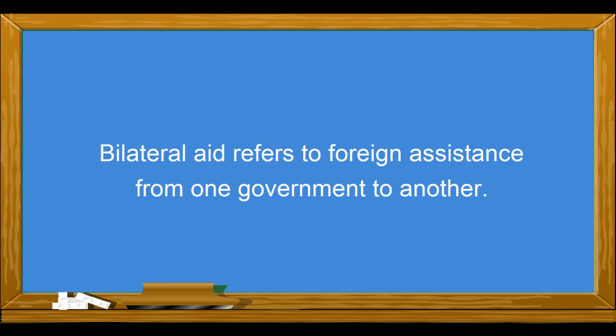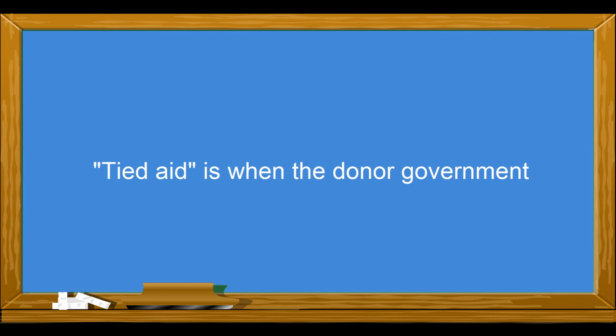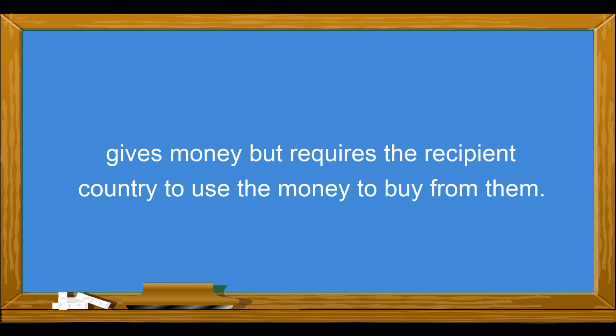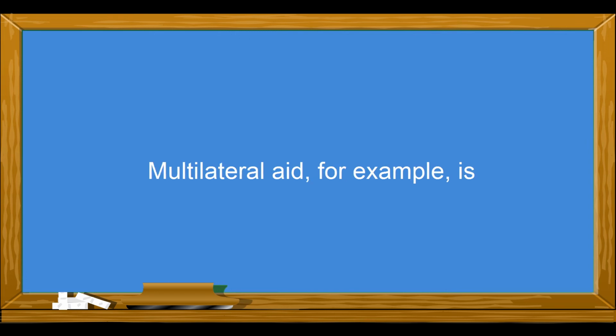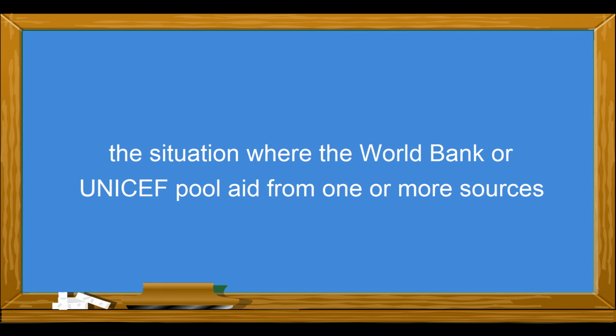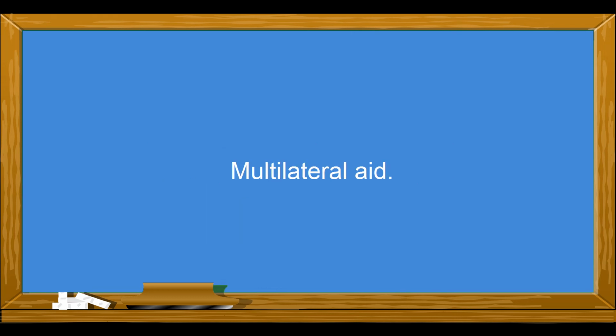Bilateral aid. Well, bilateral aid refers to foreign assistance from one government to another. A related expression is tied aid. Tied aid is when the donor government gives money but requires the recipient country to use the money to buy from them. Remember, multilateral aid. Multilateral aid, for example, is the situation where the World Bank or UNICEF pool aid from one or more sources, like governments, for example, and distribute it among many recipients. Multilateral aid. Multi, many, right?